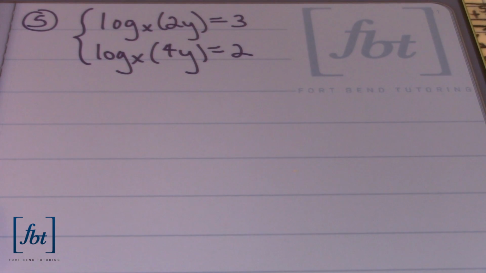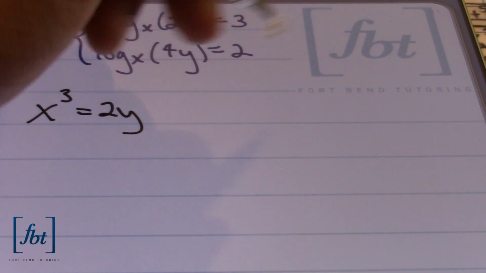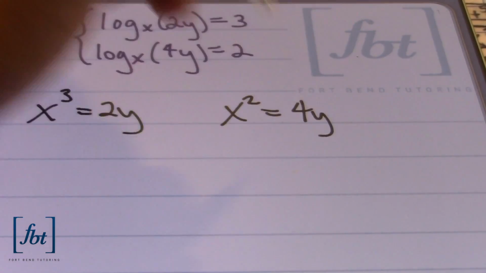In problem 5, we have log base x of 2y equals 3, and we also have log base x of 4y equals 2. So we can begin in this case by converting both of these equations into exponential form. Let's see what we end up with. This first equation will give me x cubed equals 2y. The second equation will give me x squared equals 4y. Okay?